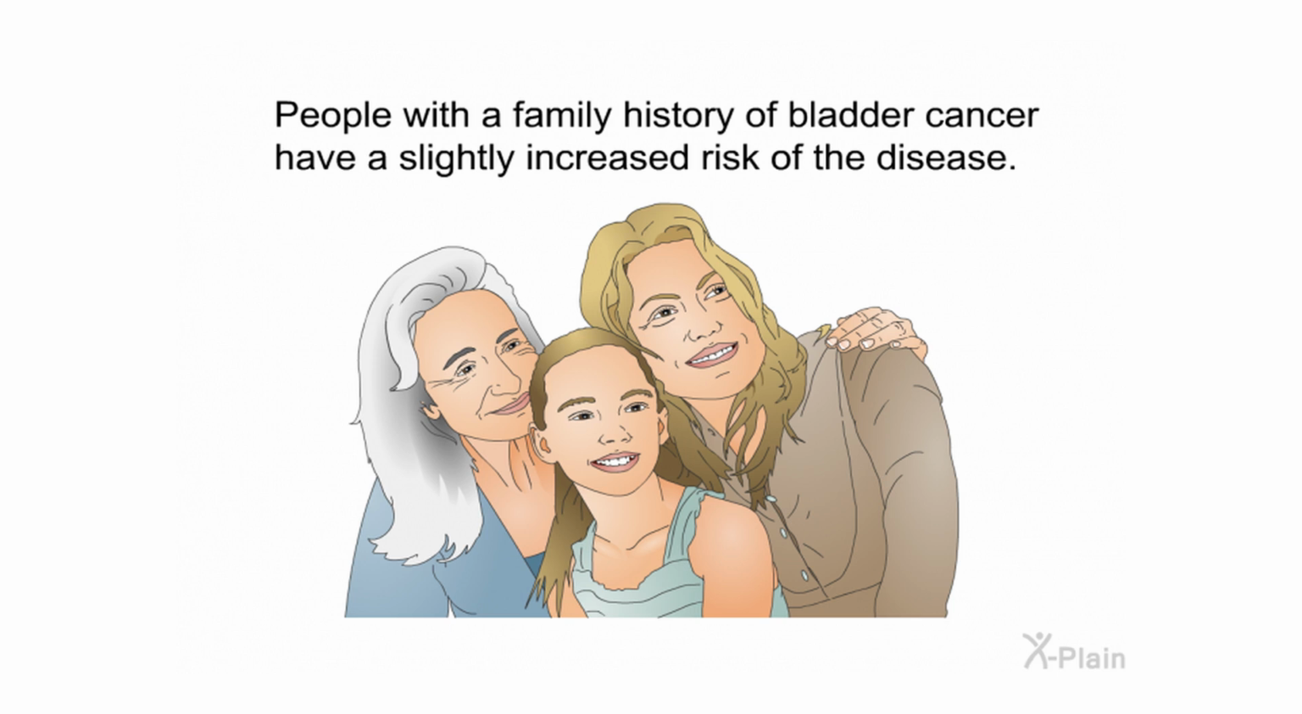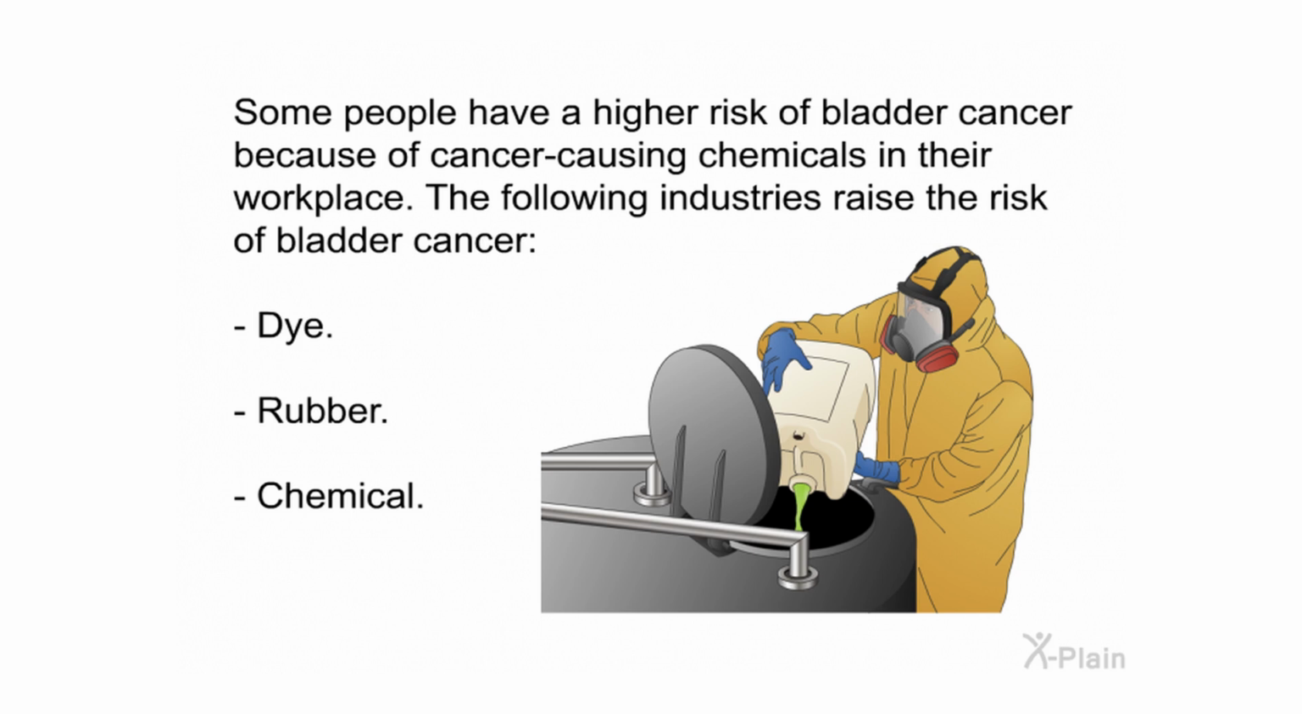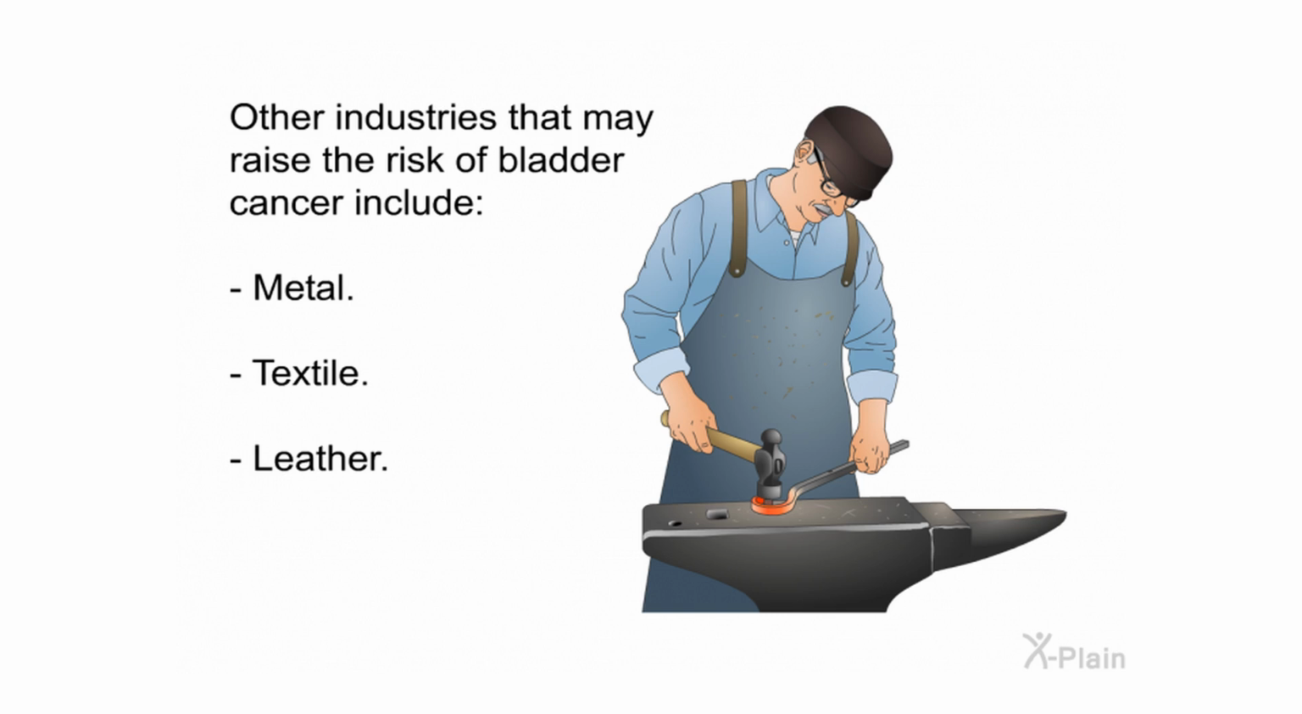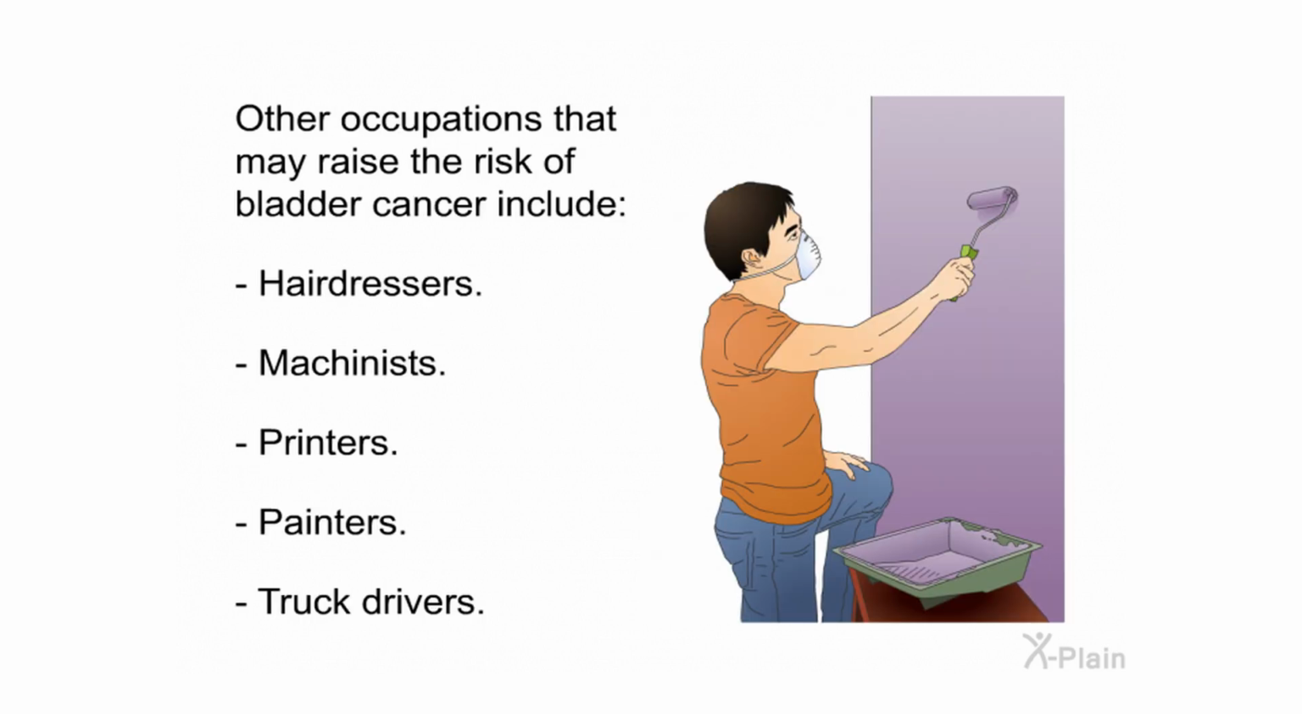People with a family history of bladder cancer have a slightly increased risk of the disease. Some people have a higher risk of bladder cancer because of cancer-causing chemicals in their workplace. The following industries raise the risk of bladder cancer: dye, rubber, chemical. Other industries that may raise the risk of bladder cancer include metal, textile, leather. Other occupations that may raise the risk of bladder cancer include hairdressers, machinists, printers, painters, truck drivers.